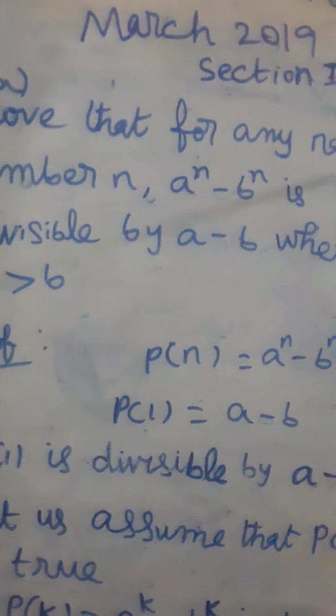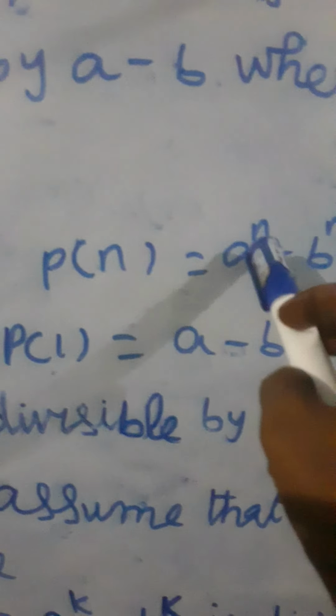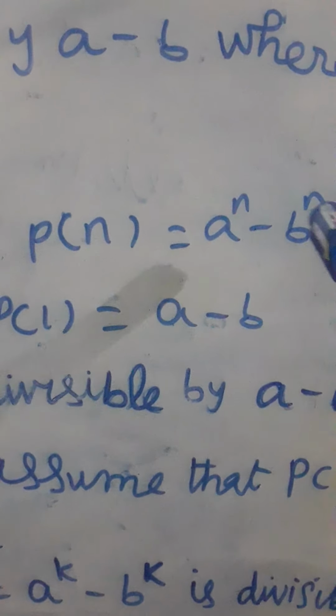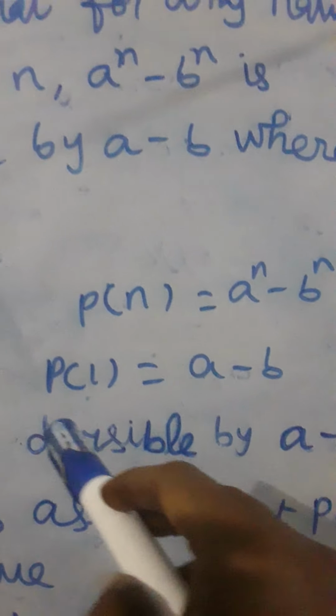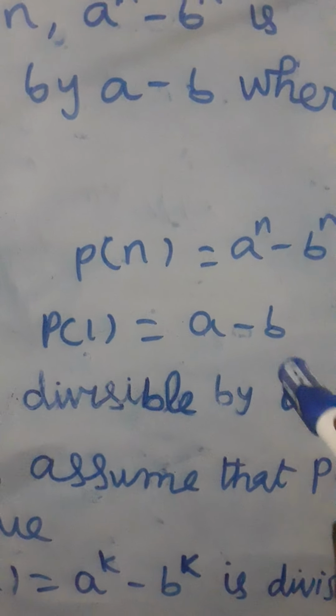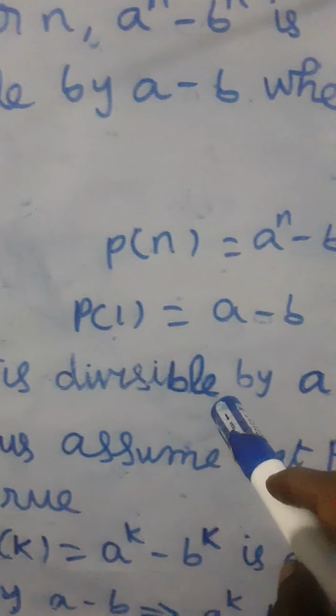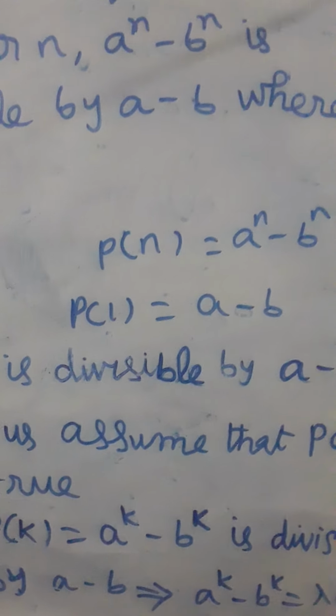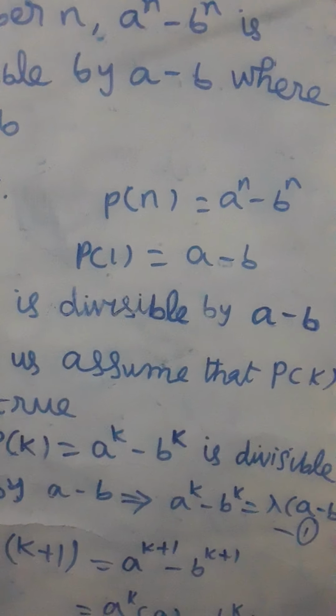P of 1: we put 1 in the place of n. A power 1 minus b power 1. A power 1 equals a, b power 1 equals b. Therefore, p of 1 equals a minus b. This is divisible by a minus b. Clearly, a minus b is divisible by a minus b.